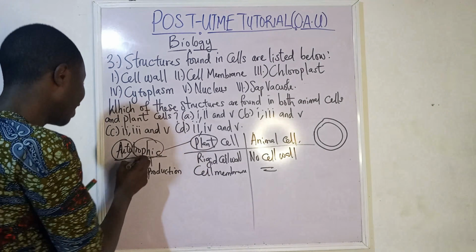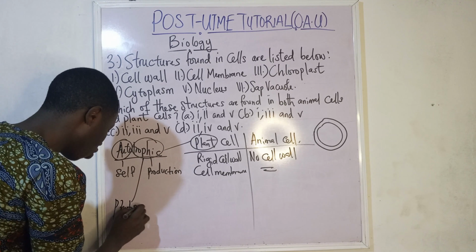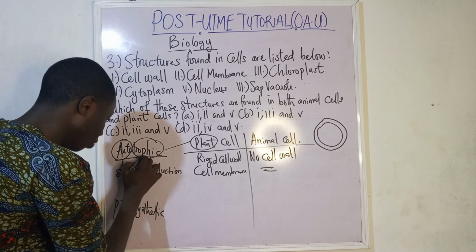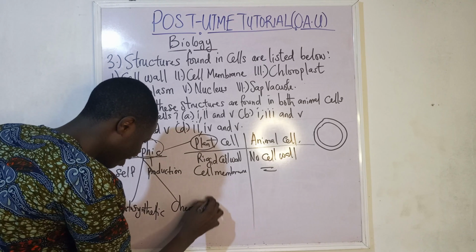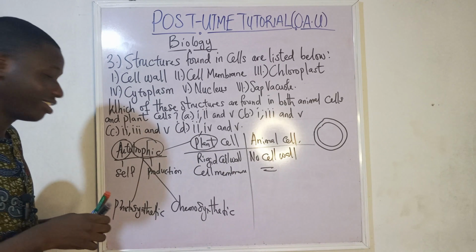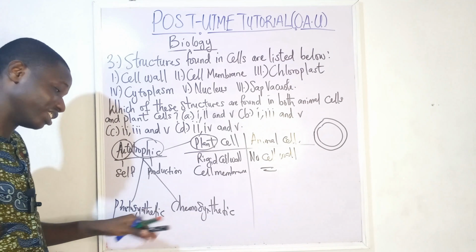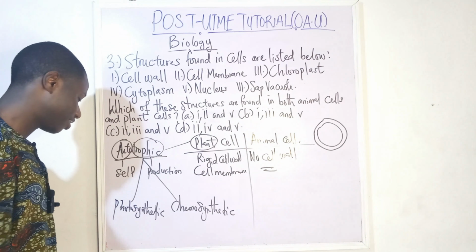Now, autotrophic is divided into two parts. We have the photosynthetic mode of nutrition, and we also have the chemosynthetic mode of nutrition, right? Now, just like the name, chemosynthesis means the use of chemicals to manufacture food, right?